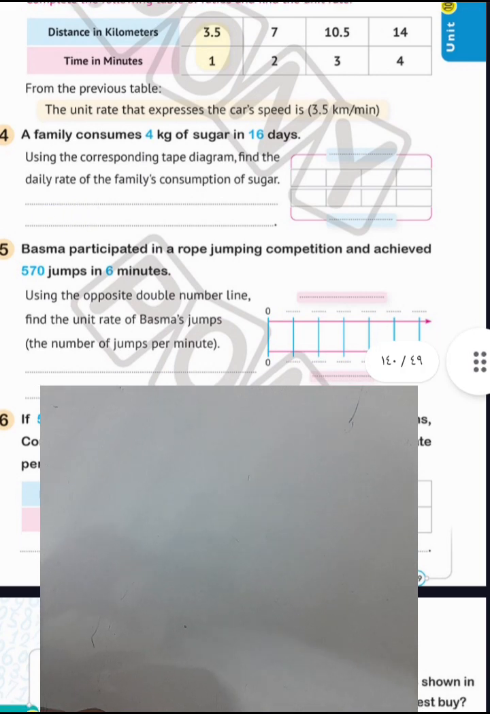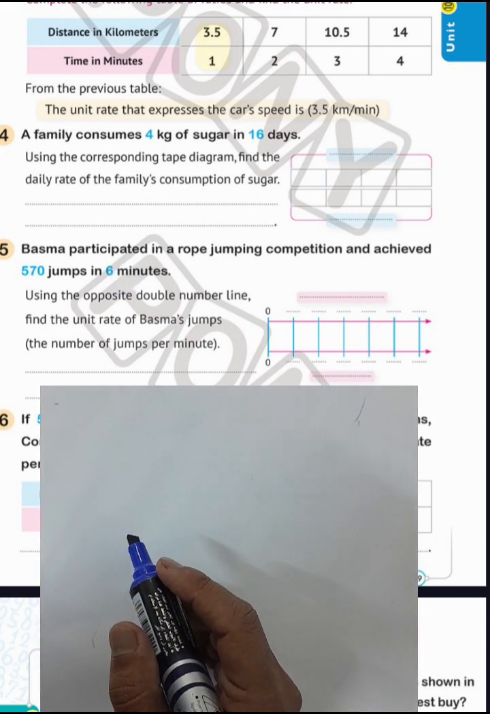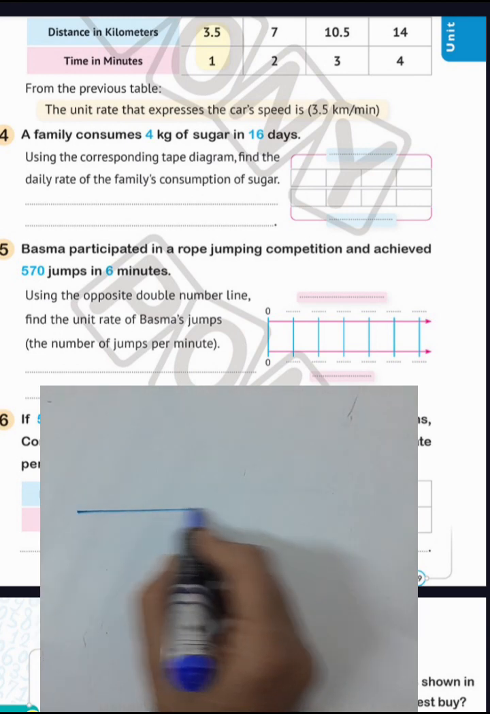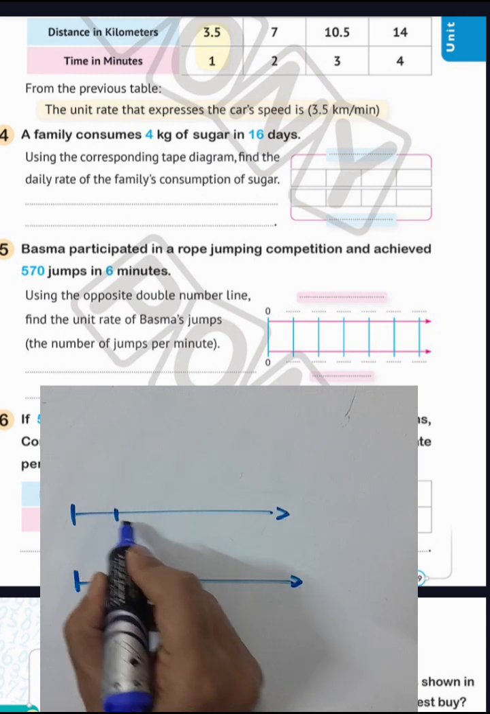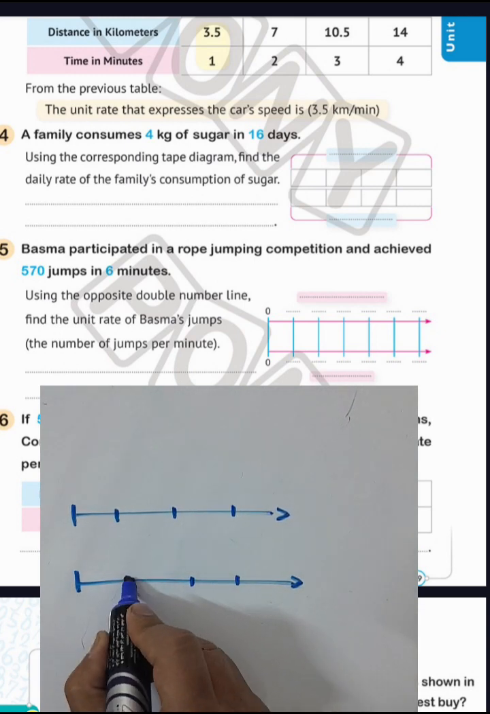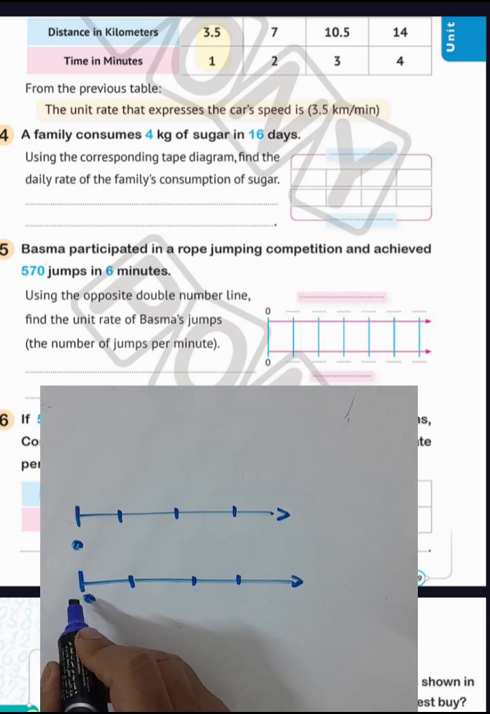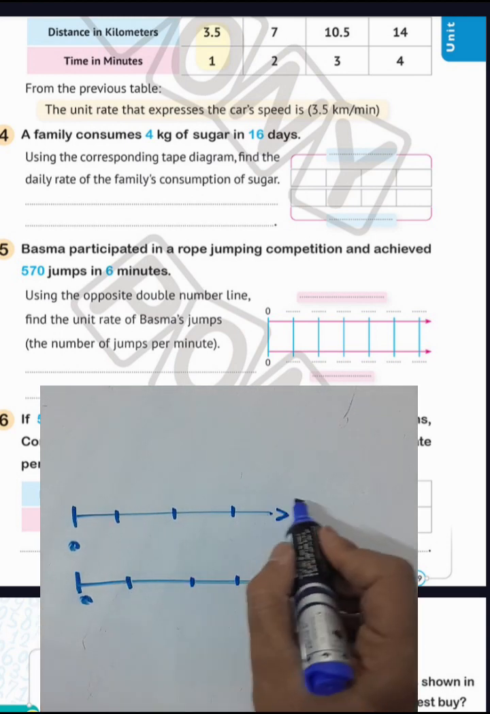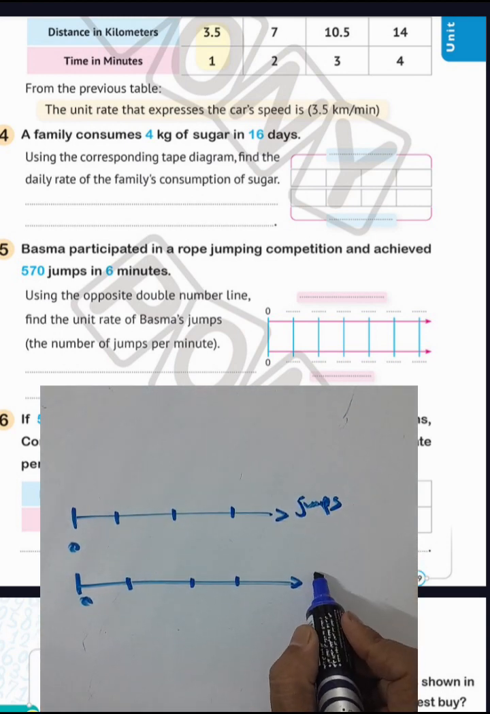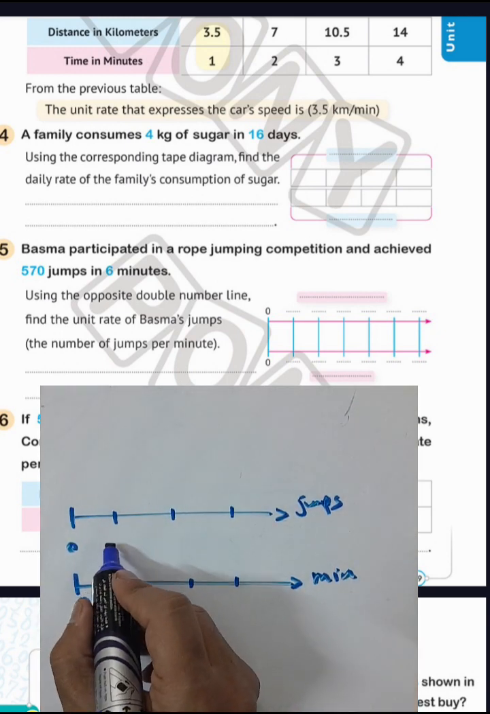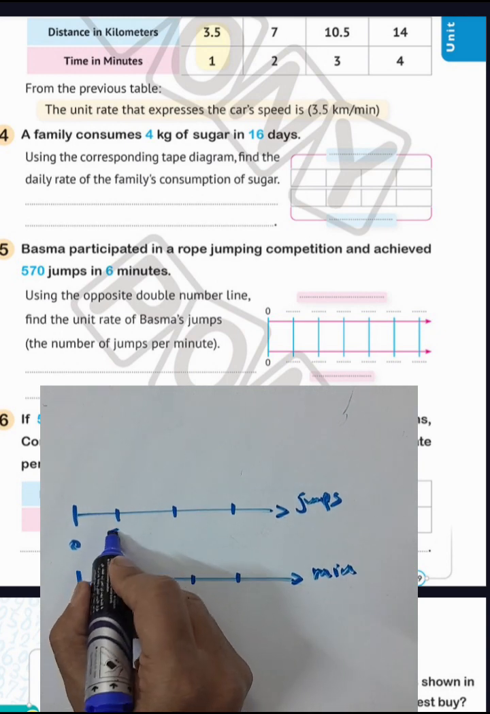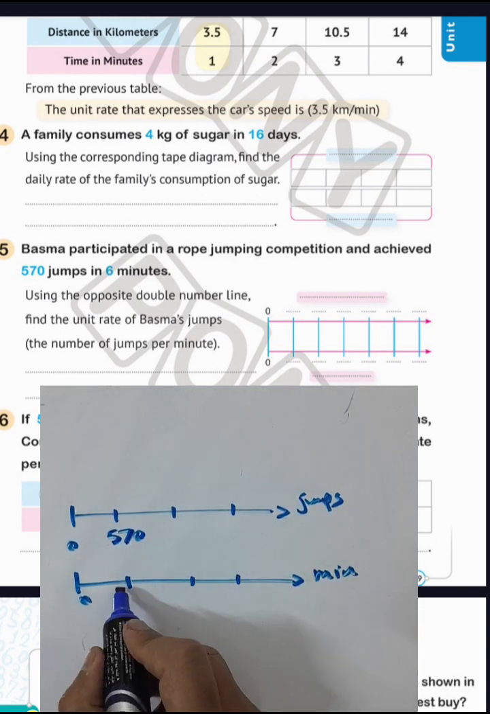Basma participated in a rope jumping competition and achieved 570 jumps in 6 minutes. We can draw a number line, 0 and 0, comparing jumps and minutes. We have 570 jumps at 6 minutes.